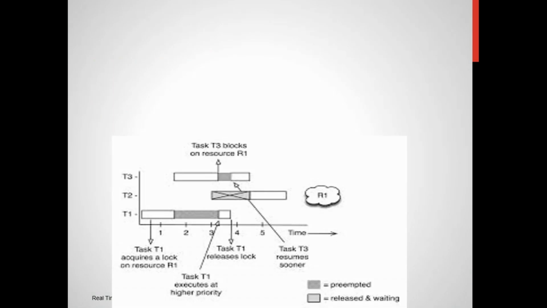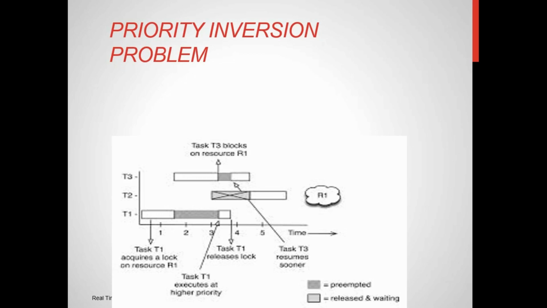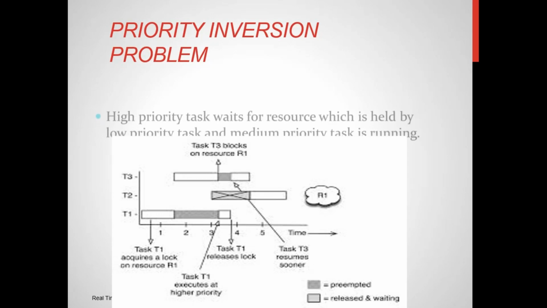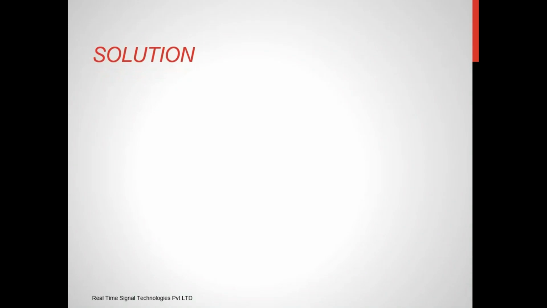Priority inversion happens when a high priority task waits for a resource which is held by a low priority task that is running, and a middle priority task which does not need that resource comes and preempts the low priority task. So the high priority task will be waiting for a very long time. The solutions for that are priority ceiling and priority inheritance.